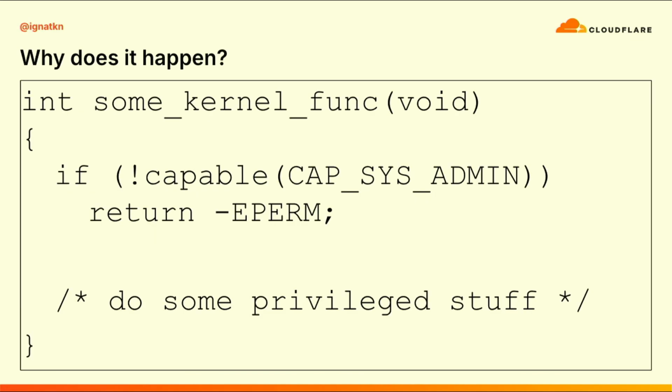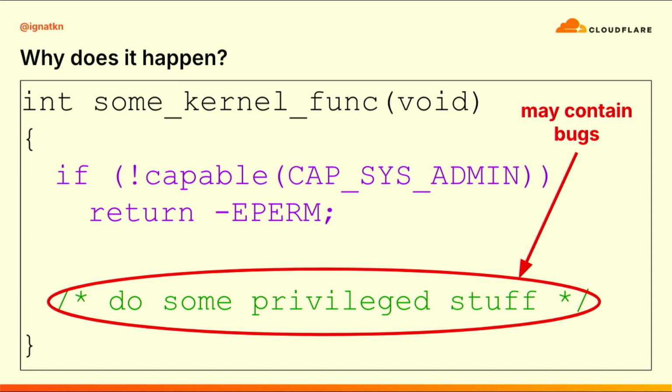Why does it happen? Basically, because unprivileged user namespaces changed how you can reach some kernel code. Usually you have something like this in a privileged operation: if you're not sysadmin, you get EPERM, and otherwise you do the permission check and do some privileged stuff. And this privileged stuff may contain bugs, right?